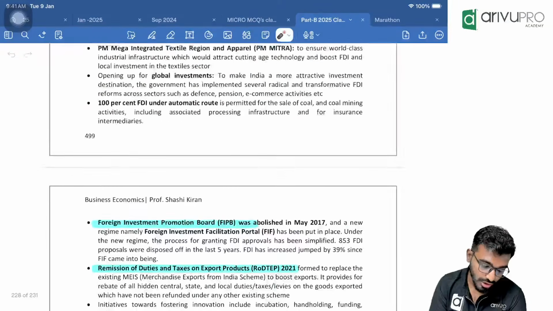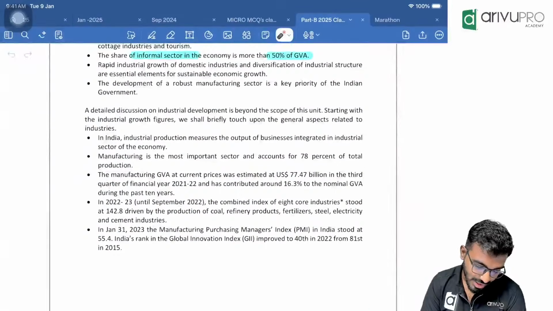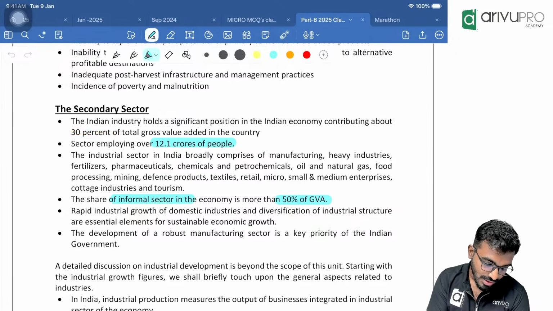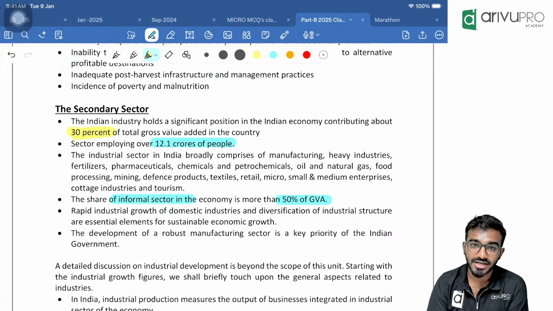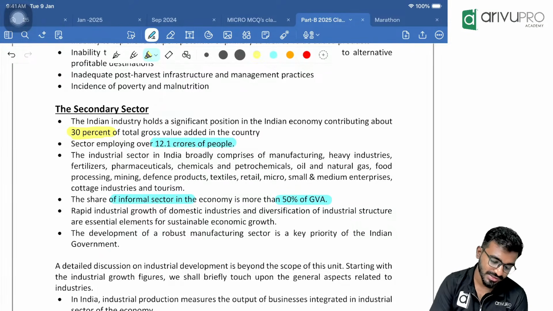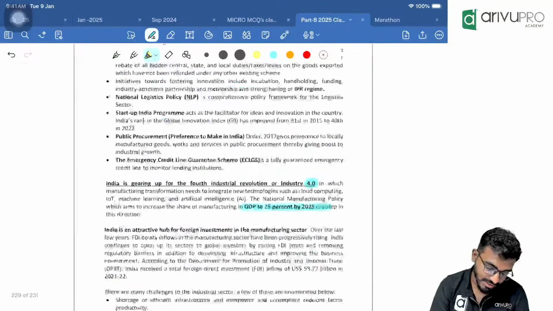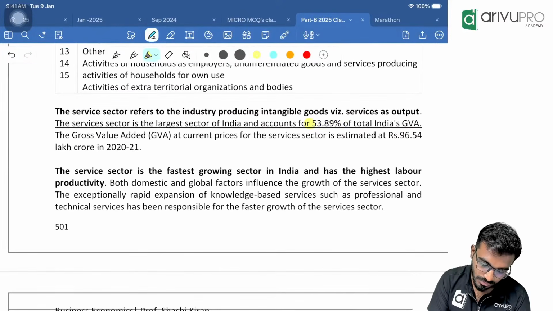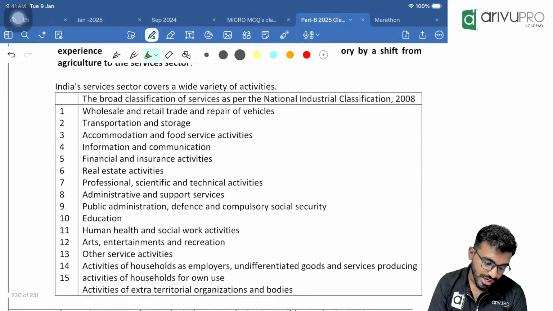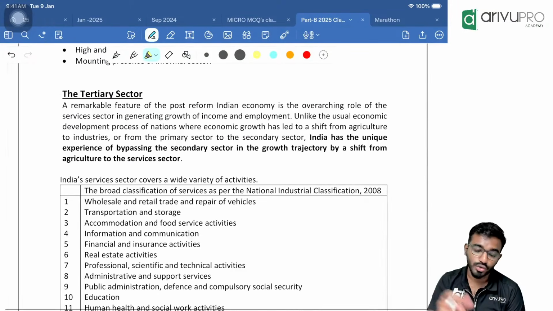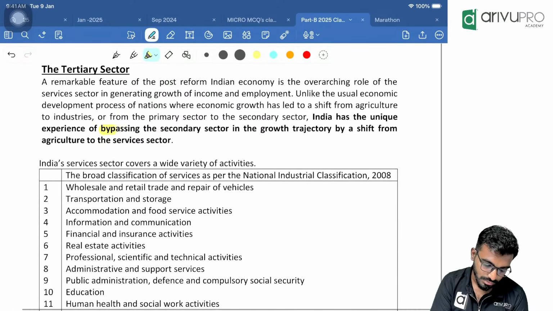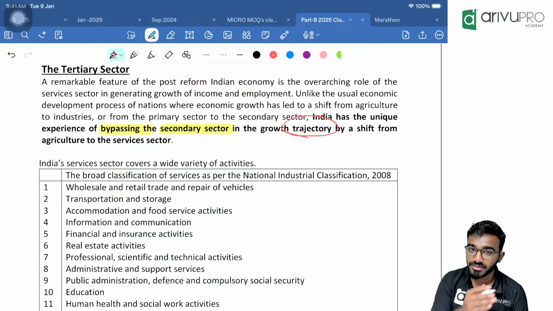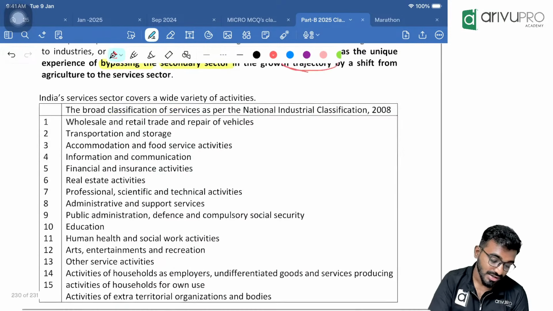So the industry contribution to the GDP of the country. Here, 30%, this is the one. Agriculture is 18.8, secondary sector, industry, is 30%, and the remaining 53 odd is the service sector, the fastest growing sector in India, 53.89. See, usually any country goes from agriculture to industry, but India has bypassed the secondary sector and straight away from agriculture we have come to the service sector. That means from primary we are coming to the service sector. And these are the examples.